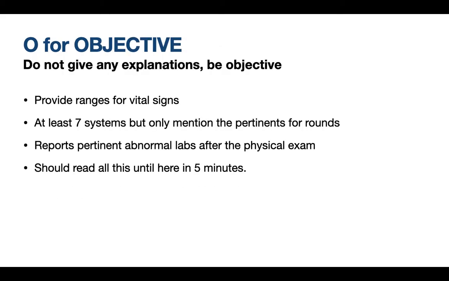So let's move to objective. Do not give any explanations in this part or in the subjective part. Just give a report, no explanations. You don't have to give any assessments yet. Provide ranges for all your vital signs, at least 5 to 7 systems for physical exam, and only the pertinent findings. But remember to type down at least 5 or 7 systems, but you only report the pertinent ones.